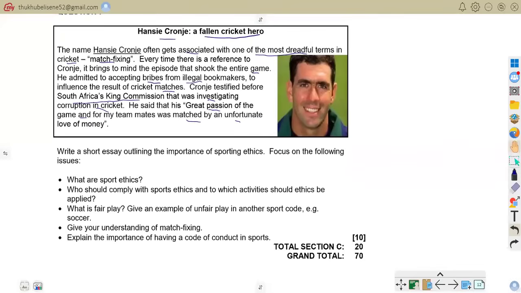Now you are to write about the importance of sport ethics. Focus on the following issues. What are sport ethics? Who should comply with the sport ethics and to which activities should they be applied? What is fair play? Give an example of fair play in another sport such as soccer. Explain the importance of having a code of conduct in sports.